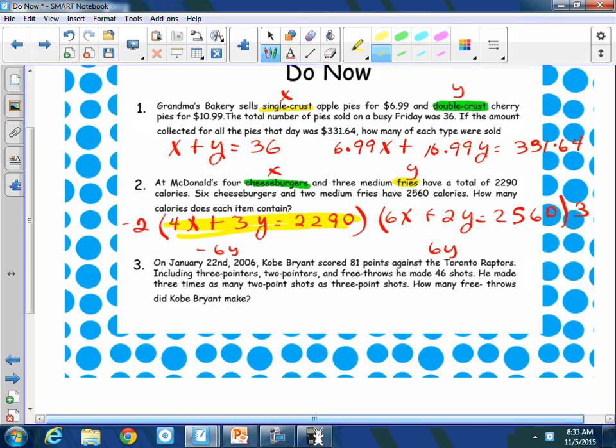There are three different unknowns. It's not weird, it's just a little bit more challenging. You have X, you have Y, and you have Z. So 3-pointers, 2-pointers, and free throws. This is X, that's Y, and that's Z, or A, B, C. It really doesn't matter.